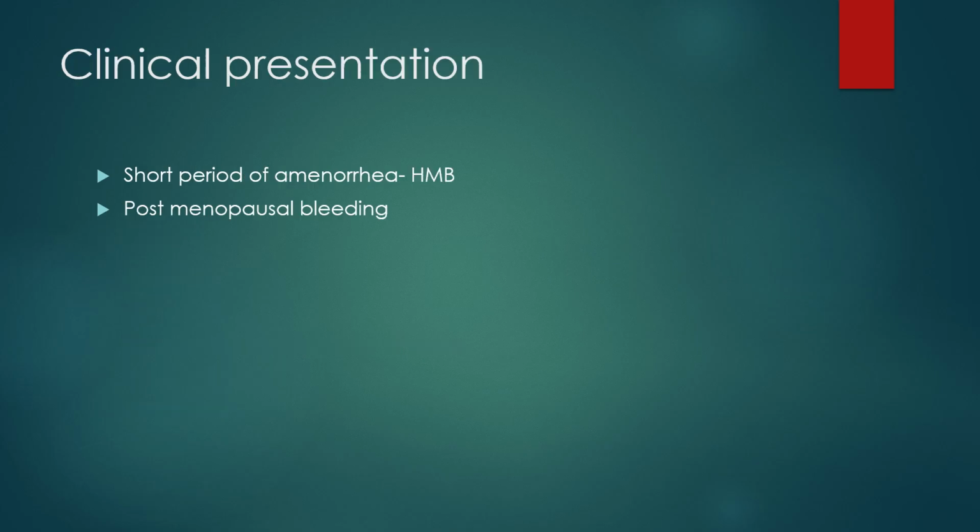Clinically, this woman may present with heavy menstrual bleeding, which will usually be preceded by a short period of amenorrhea. Menopausal women usually present with postmenopausal bleeding.